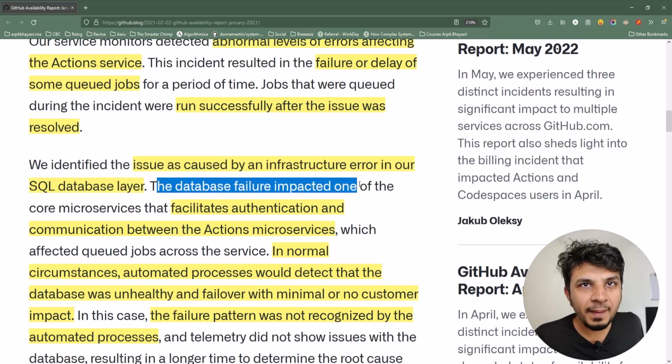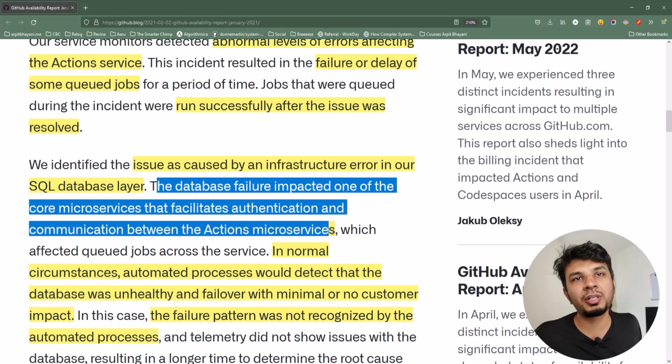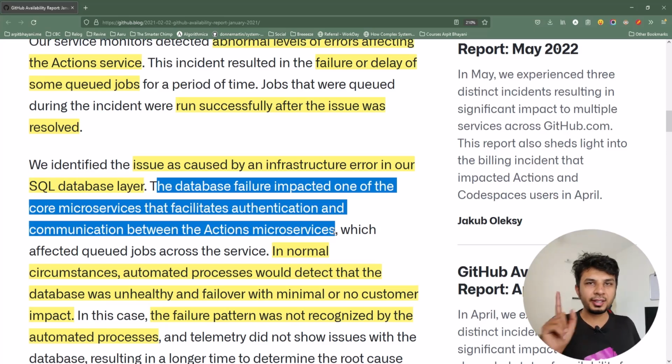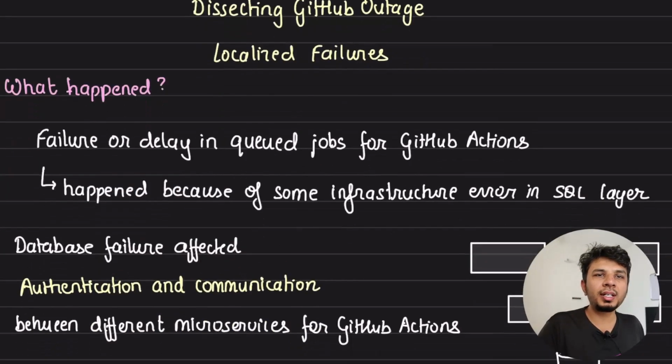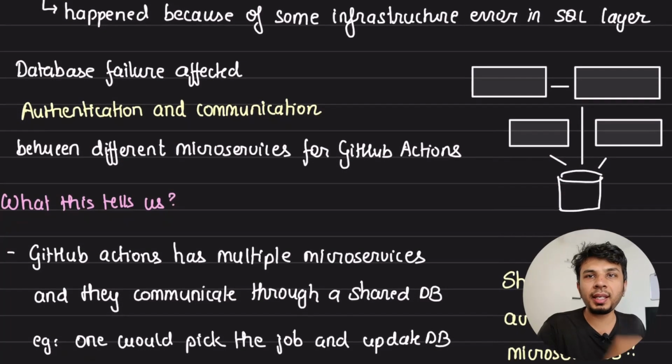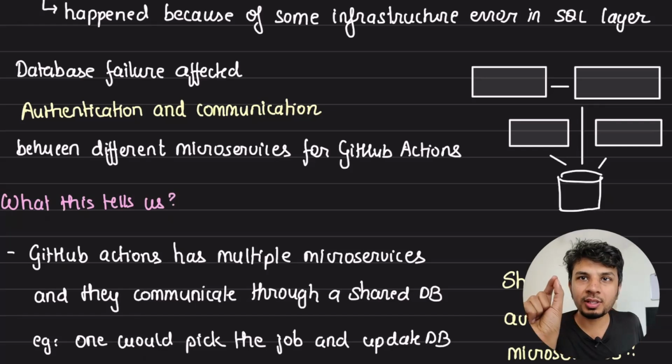The database failure impacted one of the core microservices that facilitates authentication and communication between action microservices. So this gives us a very nice sneak peek of their architecture. What it says is something happened on one microservice, part of its actions microservice that handled authentication and communication. So this tells us two very interesting things.